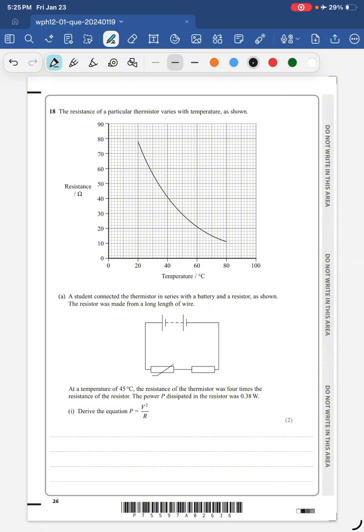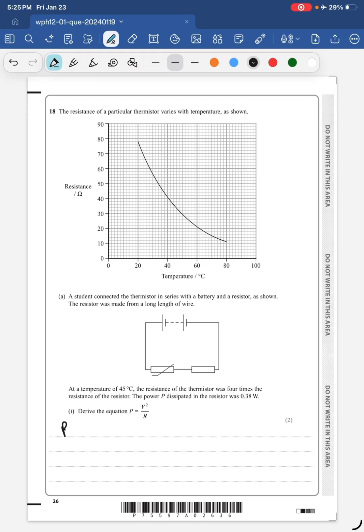So, question 18. The resistance of a particular thermistor varies with temperature as shown. A student connected the thermistor in series with a battery and a resistor as shown. The resistor was made from a long length of wire. At a temperature of 45 degrees, the resistance of the thermistor was 4 times the resistance of the resistor. The power P dissipated in the resistor was 0.38 watts. Derive the equation P equals V squared over R.